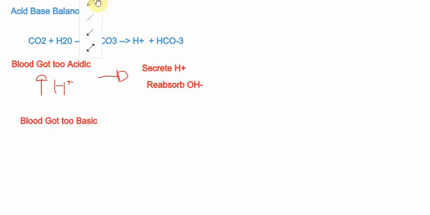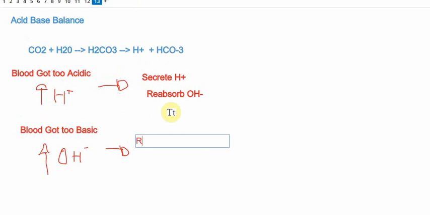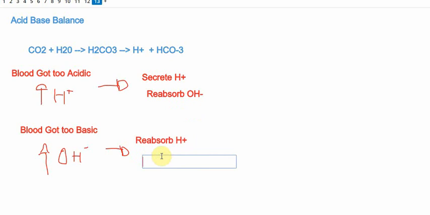And if our blood gets too basic, that means we are increasing our hydroxide ions, or decreasing our hydrogen ions. We're going to act in a manner where we reabsorb hydrogen ions, and we secrete our excess hydroxide.